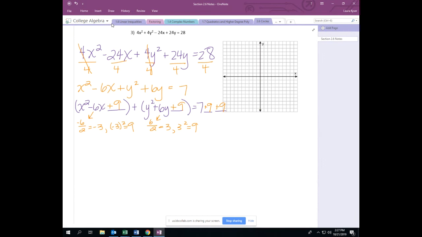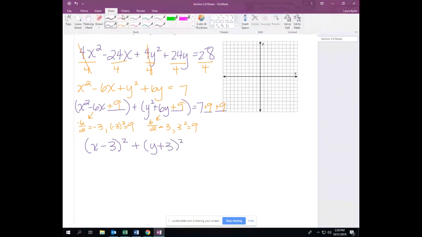The goal of completing the square is creating a perfect square trinomial so that this thing can be factored into a single parenthesis squared, which is what we want anyway because that's what standard form looks like. It's a parenthesis squared. So we're going to have both of our parentheses squared here. The first parenthesis factors into x minus 3 squared. The second parenthesis factors into y plus 3 squared.